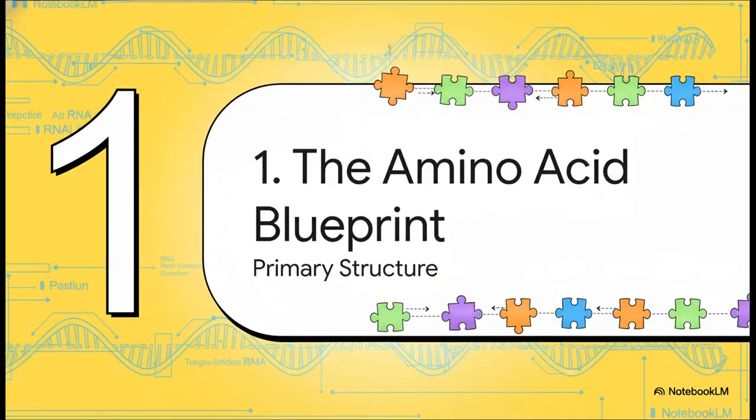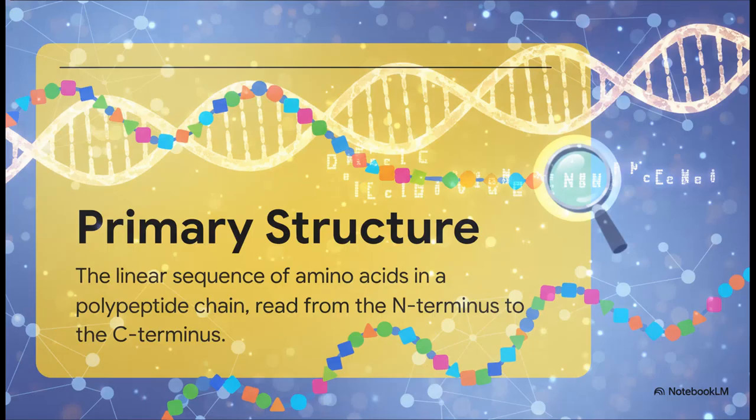So it all starts at level 1, the blueprint. This is the raw code, the fundamental information that's going to dictate absolutely everything that comes next. Now, we call this the primary structure, and you can think of it just like letters in a sentence. It's simply the specific order of the chemical building blocks, which are called amino acids, all linked together, one after another in a long chain. And where does this exact sequence come from? It's encoded directly by a gene in your DNA.